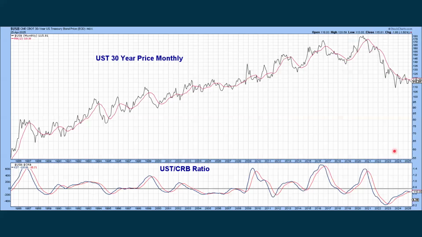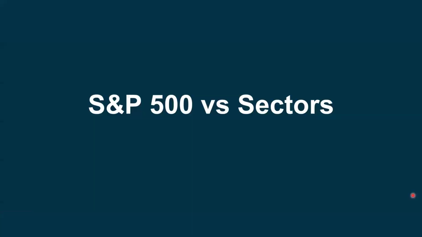And then we look at the price of the 30-year bond, which is dropping further below this red line, which is a 12-month moving average. And we're also rolling over with the ratio between the long-term bond and commodities. So this is still showing some weakness, and this can take a while to improve since it's a monthly chart.